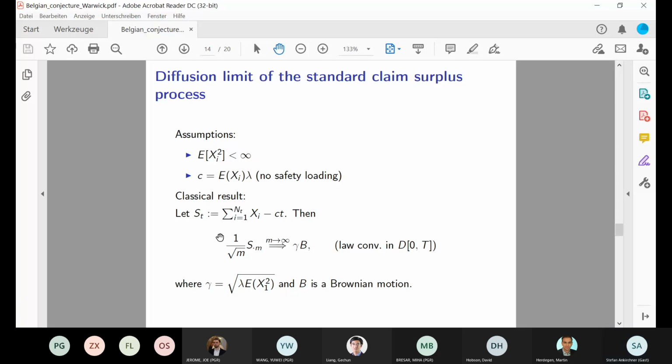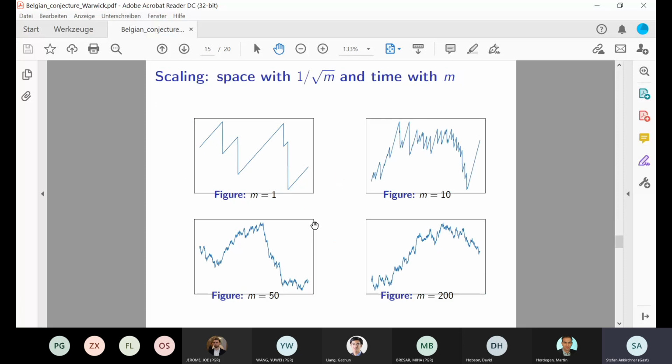In this case, one can show that if you scale time by n, and you scale space by 1 divided by the square root of n, then you obtain as a limit some Brownian motion. This is best illustrated with a picture, so I'll jump one slide ahead.